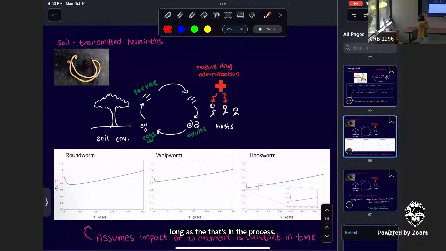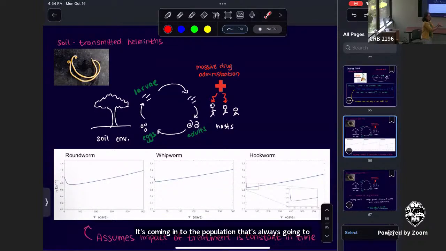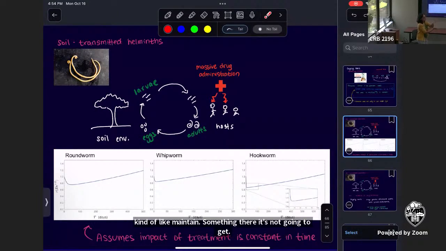So I think the reason for doing it with just density dependence is a mathematical reason. It makes us able to analyze persistence in the way that we're thinking about it. Because if you have a dynamic and you always have this stochastic recruitment coming in to the population, that's always going to maintain something there. It's not going to get arbitrarily close to 0 for all of the time.